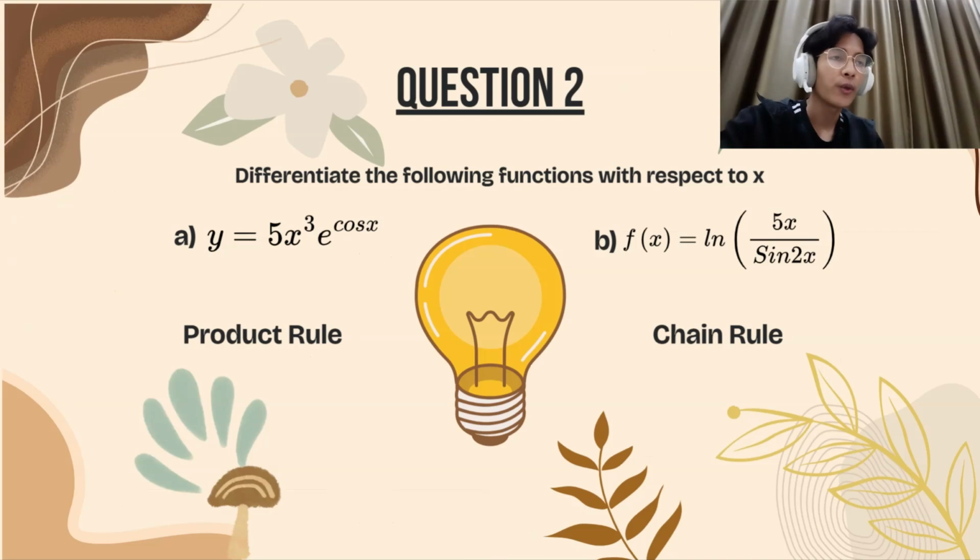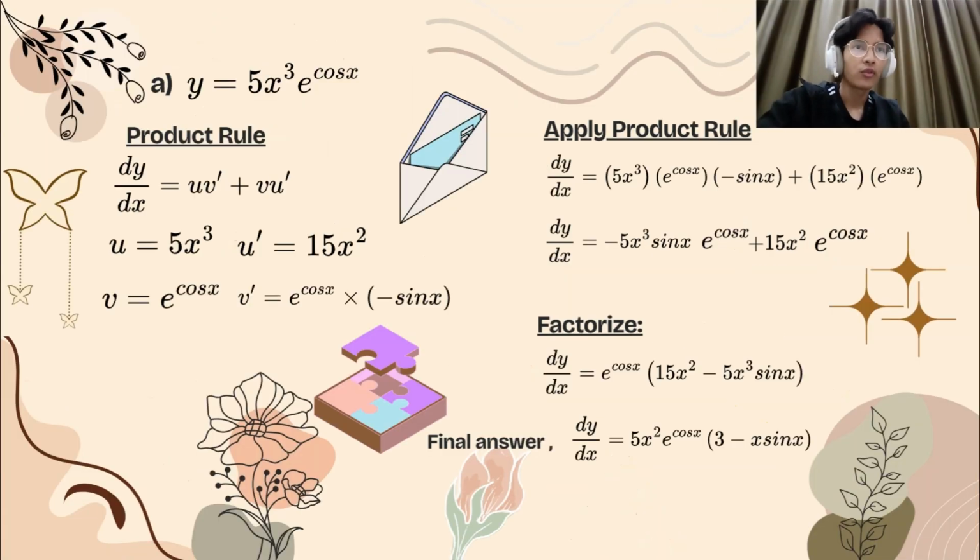So let's go to question 2. Question 2 asks us to differentiate the following functions with respect to x. We have two questions here. A is y equals 5x to the power of 3 times e to the power of cos x. And for question B, f of x equals ln 5x over sine 2x. For question A, we're going to use the product rule, and for question B, we're going to use the chain rule. So let's start with question A.